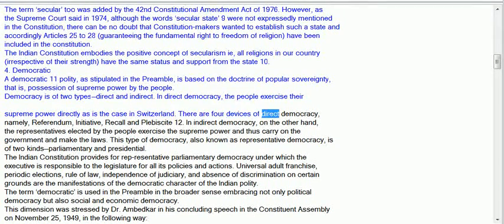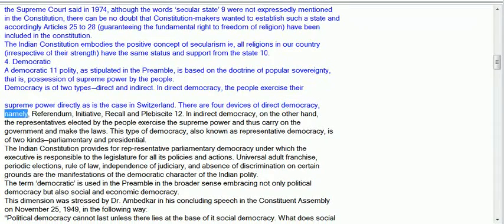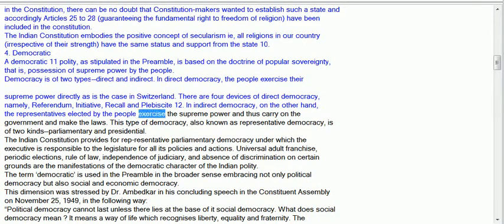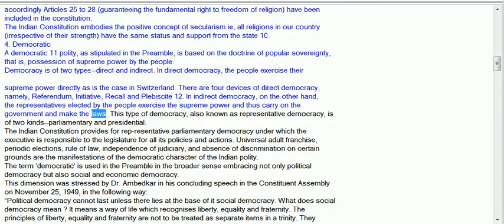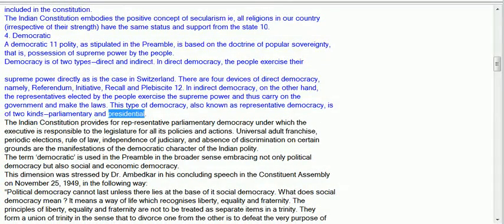There are 4 devices of direct democracy, namely, referendum, initiative, recall and plebiscite. In indirect democracy, on the other hand, the representatives elected by the people exercise the supreme power and thus carry on the government and make the laws. This type of democracy, also known as representative democracy, is of 2 kinds: parliamentary and presidential.